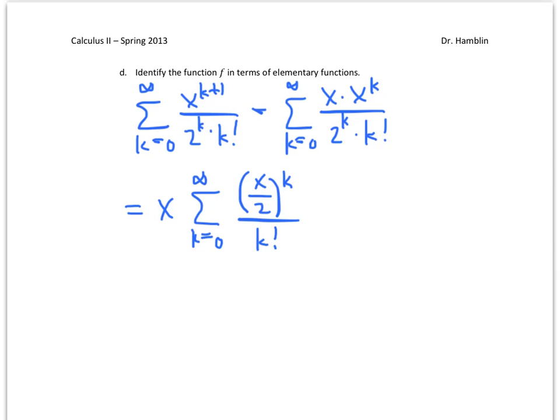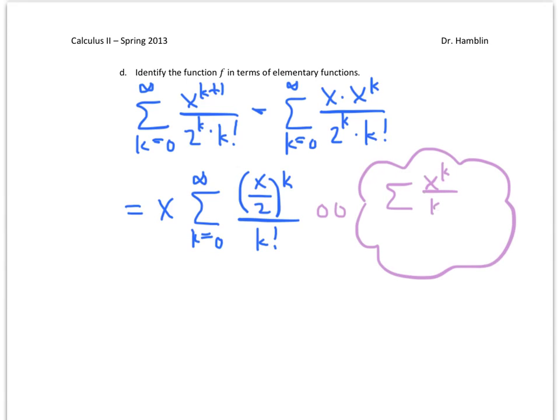And now at this stage, all we have to do is remember some of those well-known series that we talked about. One of those well-known series is that the sum of x to the k divided by k factorial, k going from 0 to infinity, is our good old friend e to the x. And that's almost exactly what we have here, except we just have x over 2 to the k instead of x to the k. And so that means that what this function really is, is e to the x over 2. And we've identified our function, and we're done.